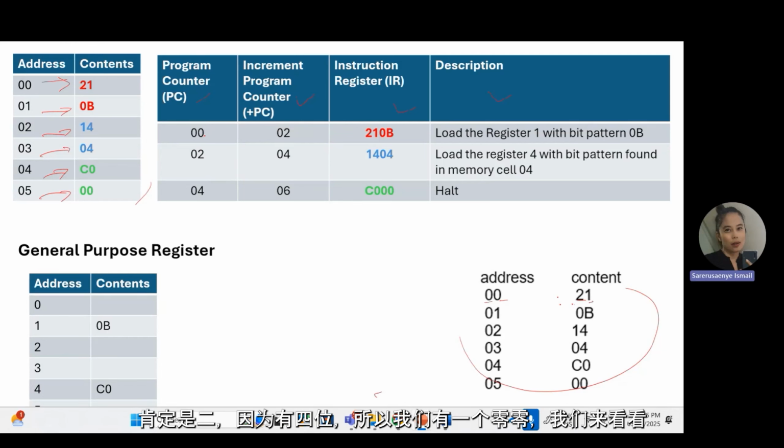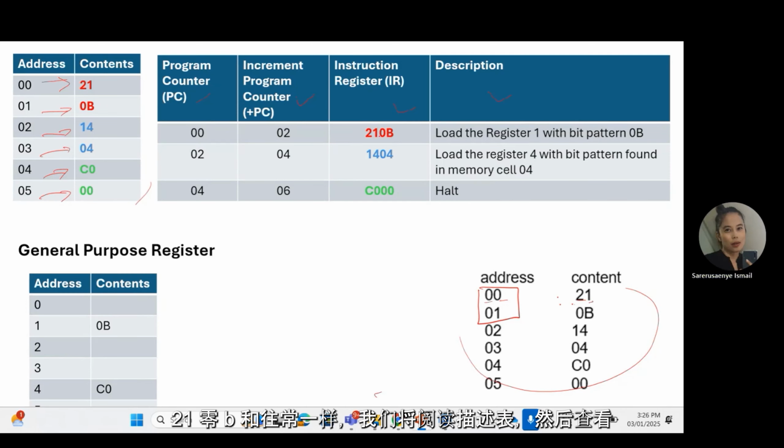So we have 00. We start with 00 and then increment 2 times. So we're going to combine these two together: 00 and 01. So we're going to take 21 and 0B here, and bring them to our current instruction register. So that's what we have here, 21, 0B.